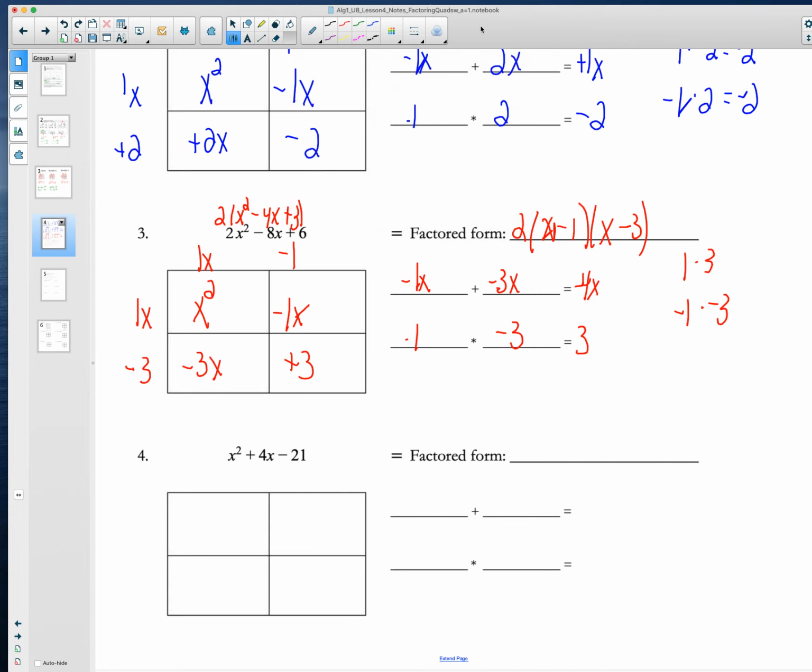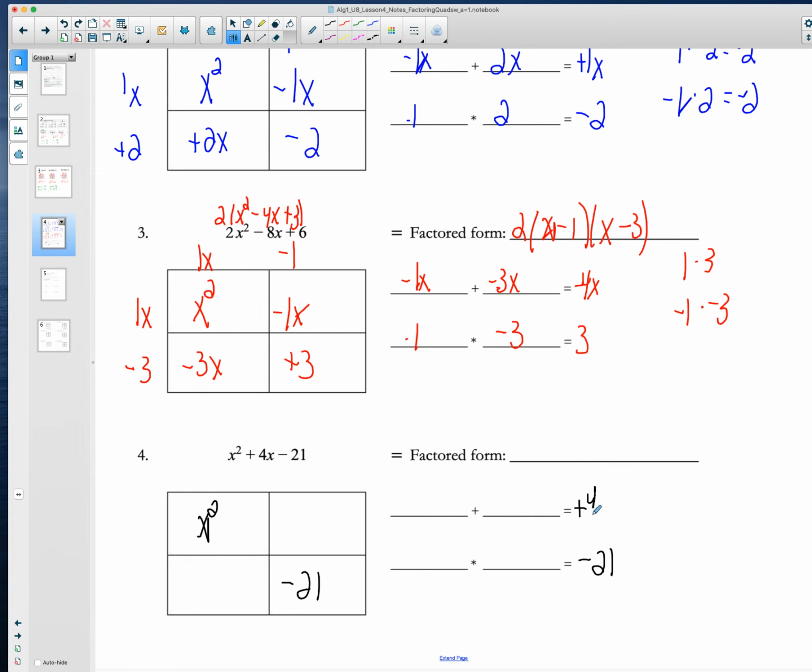All right, so when we look at this, notice there is no GCF, so we're good there. We can just jump right in. Our a term goes here, so x squared. Negative 21 goes here. Now when I do a times c, that is negative 21, and I have to find two terms that get me to a positive 4x.